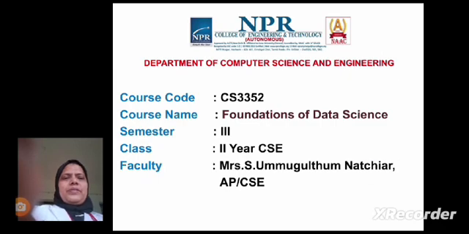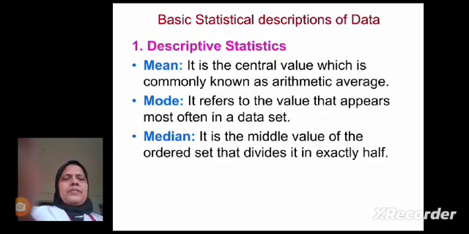Now we will discuss the basic statistical descriptions of data. There are 7 statistical descriptions of data we are using in data science. First one is descriptive statistics. Here we are using 3 parameters: mean, mode, median.